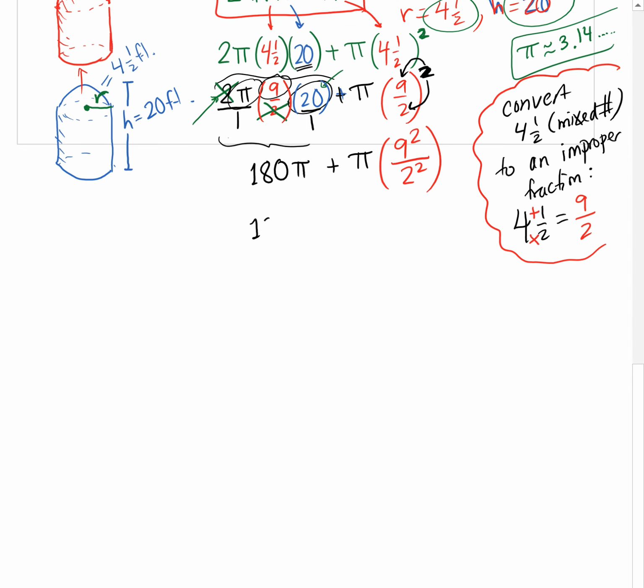And this guy's waiting to see what happens to his friend over here. 180 pi is waiting to see what happens to pi times. That would become 9 squared is 81, 2 squared is 4. Alright, and then we're doing 81 over 4 times pi.